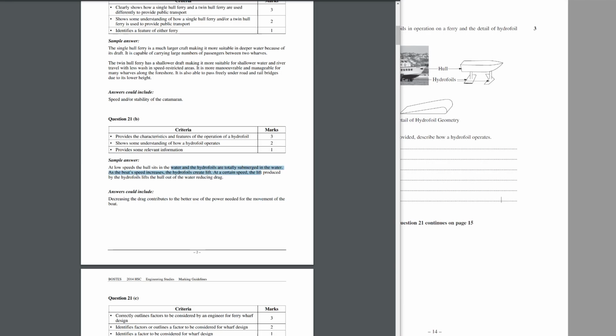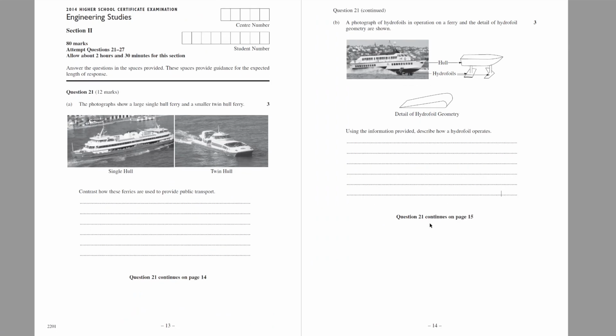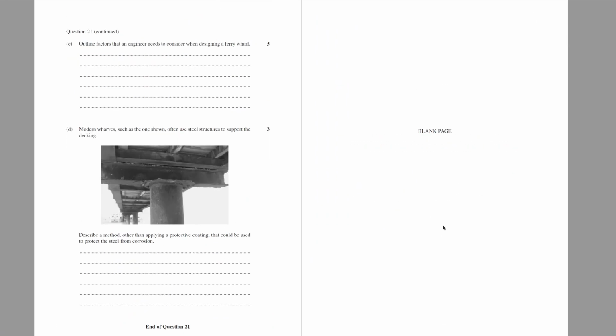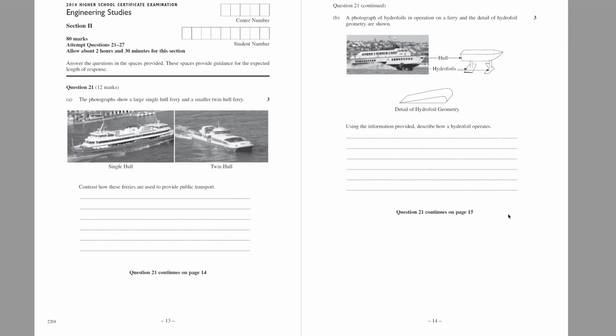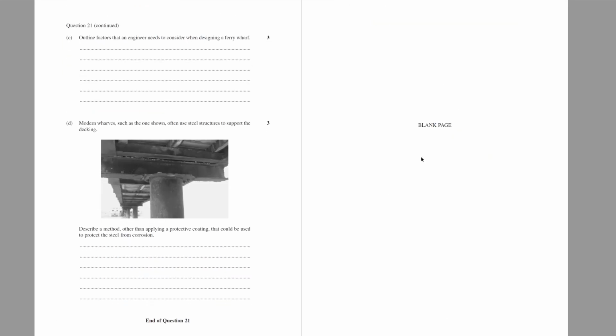Lift produced hydrofoil, reducing drag, right? So they've said reducing drag. That was one of my real points of difference when I did my trial, but I deliberately put this question in my Google Classroom so that my class was ready for it.